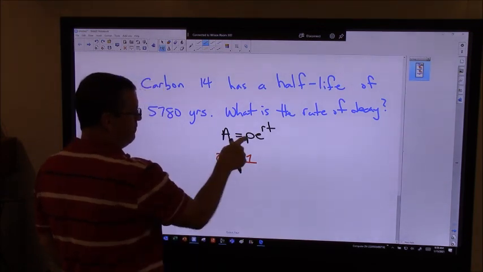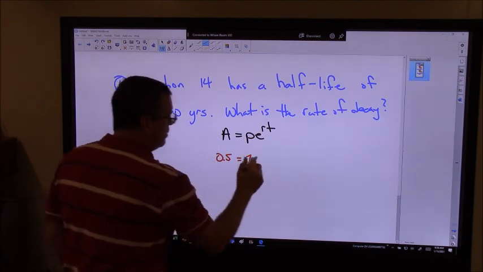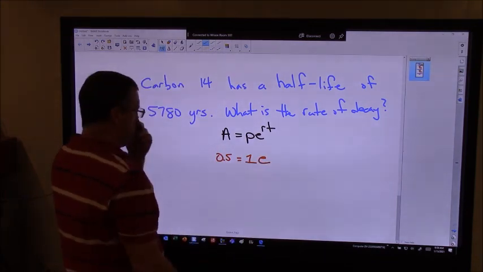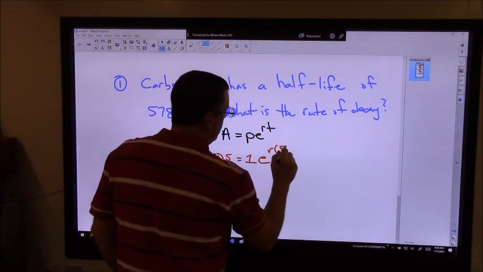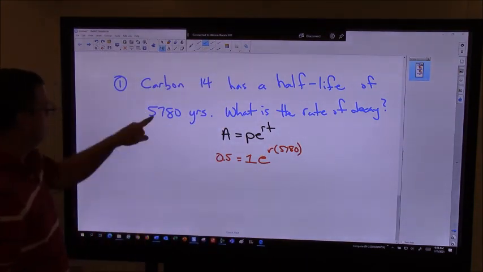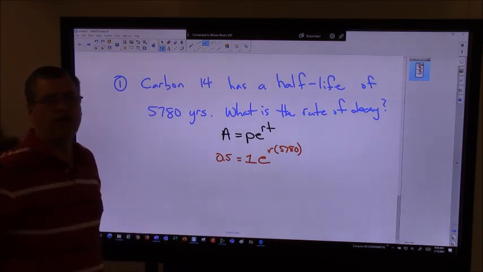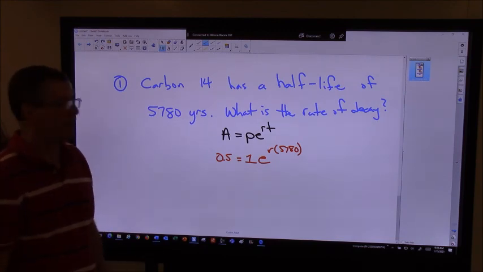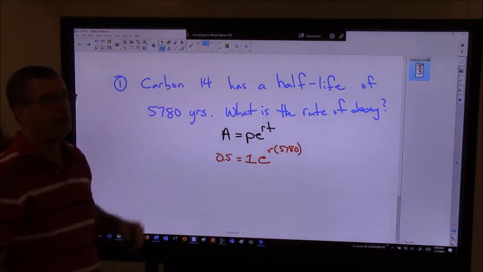So just like if I invest money, what do you have at the beginning? What do you have at the end? E is just a number. I'm trying to find the rate, and the amount of time here is 5,780 years. It takes a long time for carbon to decay into the ground. That's why scientists look at it, because it sticks around for a while.